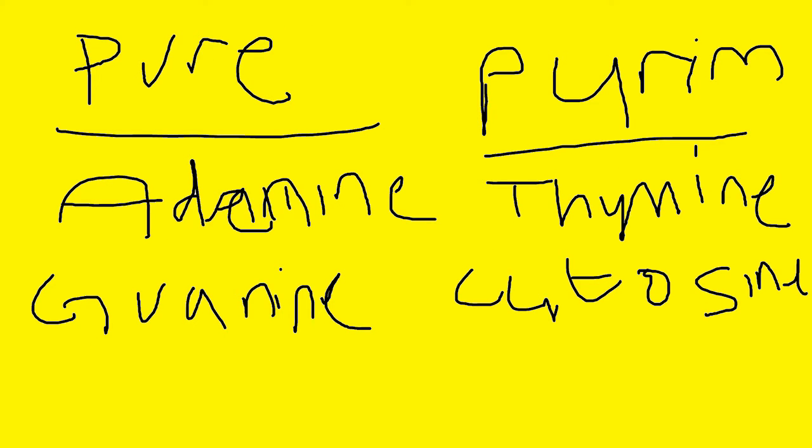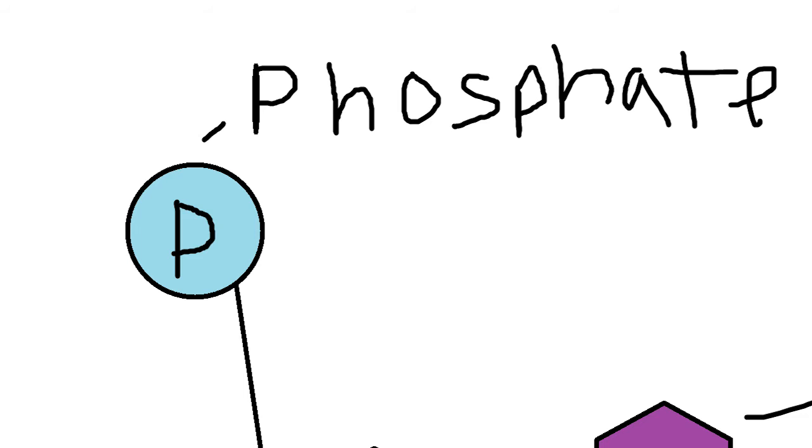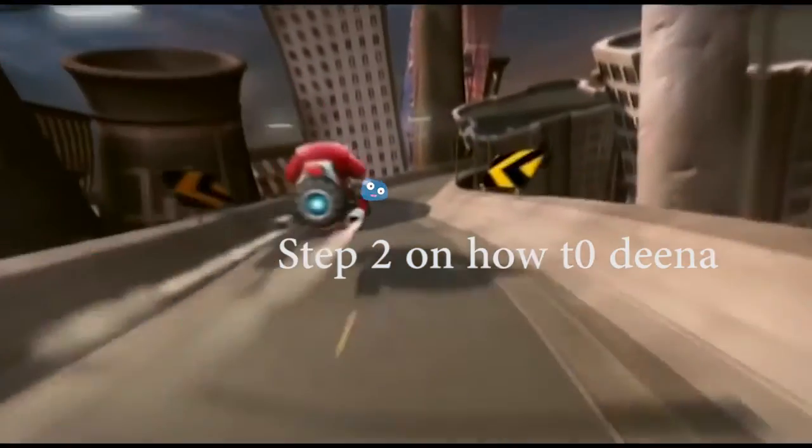The outer part of the DNA is called the backbone. The backbone is made up of the sugar and the phosphate group. The double helix is held together by weak hydrogen bonds. Now, let's move on to step 2 on how to DNA.